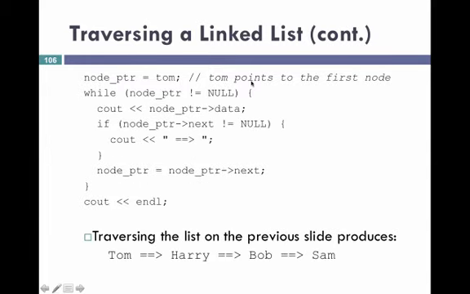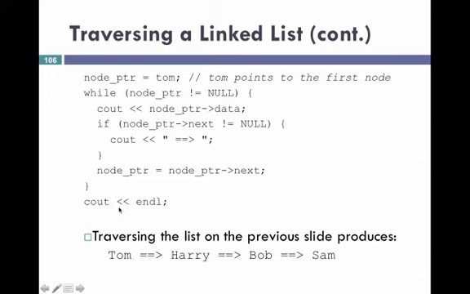Here, Tom points to the first node. So we'll say node pointer equals Tom. And while node pointer is not equal to null, in this case, what we're going to do with the list is output the data item, the string. And then we say if node pointer arrow next is not null, then we'll also output this sort of a double equals angle bracket, kind of an arrow symbol. Once we've done that, then we set node pointer equal to node pointer arrow next. We'll go to the next. That'll make node pointer point to the next node in the list.